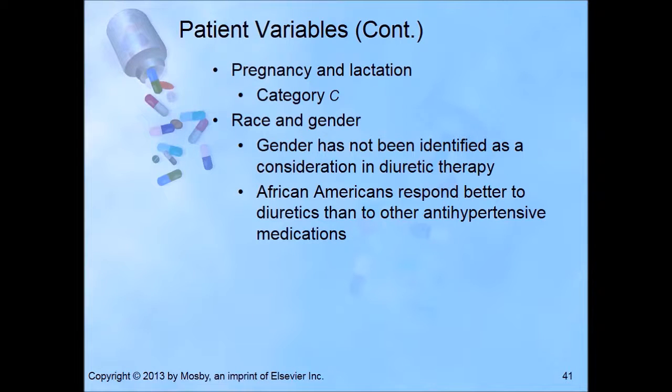For pregnancy and lactation, it's considered category C. There's a great variability in the safety of diuretics in pregnancy. Race and gender. Race can be a factor when diuretic therapy is considered. In the treatment of hypertension, African Americans often respond better than whites to the monotherapy diuretics.